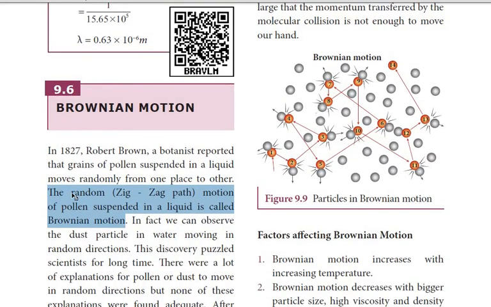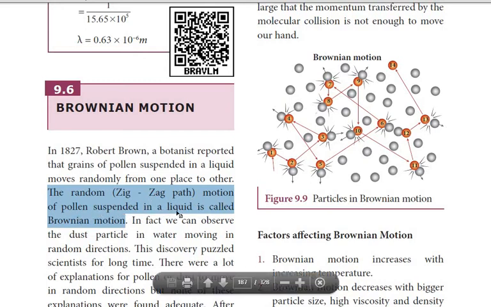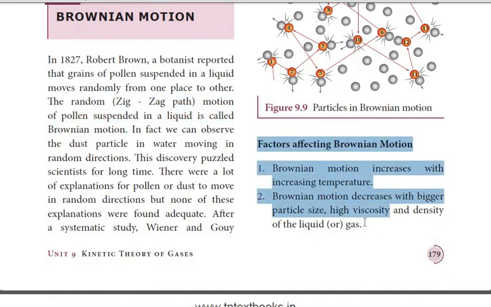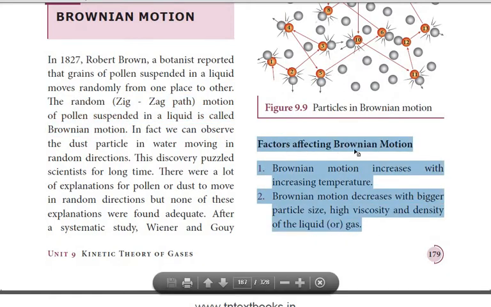So once again, the concept of Brownian motion: the random zigzag path motion of pollen suspended in a liquid is called Brownian motion. Then the next important 2 mark question is factors affecting Brownian motion. First point: Brownian motion increases with increasing temperature. If temperature increases, automatically the molecules move faster and collide with each other faster. Brownian motion is itself zigzag motion, so if more zigzag motion is produced, Brownian motion increases.